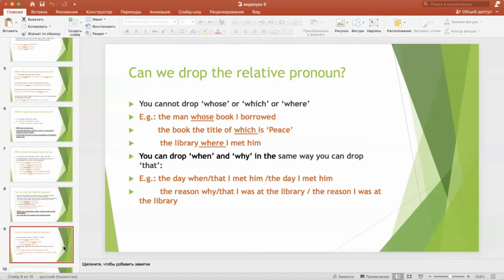The day when or that I met him. The day I met him. Or the reason why or that I was at the library. Or you may say like this, the reason I was at the library. So in this case, we can drop the relative pronoun when and why. In this case, whose, which, where, we cannot drop the relative pronouns. Okay?